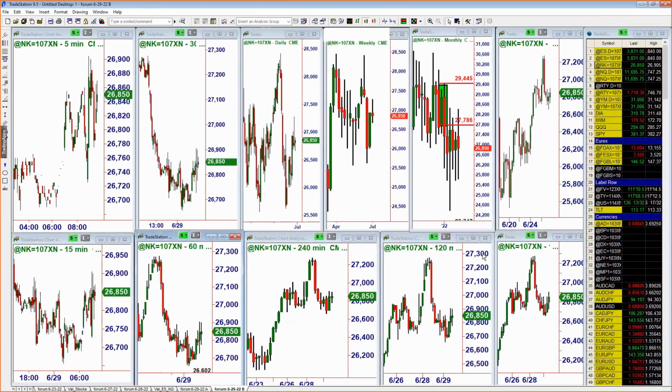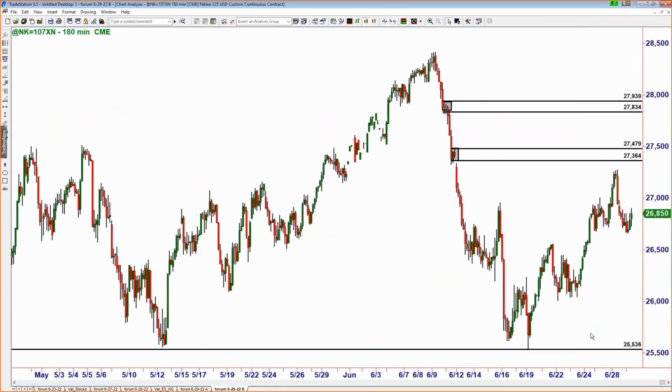On the supply side, we're looking at the 180-minute chart. And there you go. So this is that first outside the range demand zone we hit last week. And then here's the next supply zone above, 27,364.